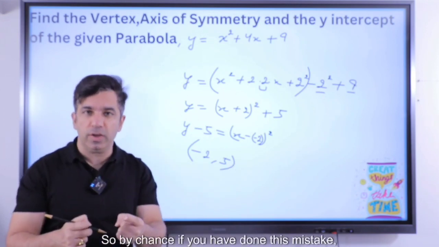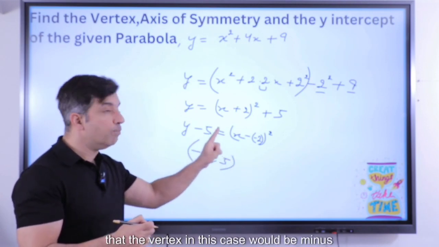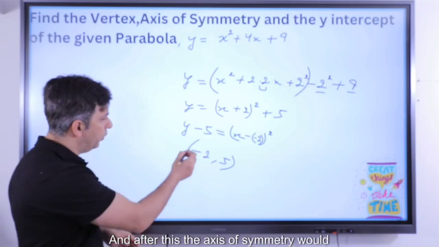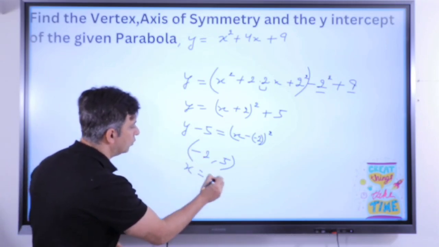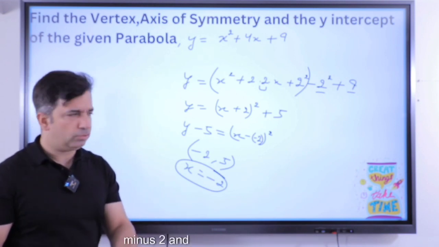So by chance if you have made this mistake, it was very important for you to learn that the vertex in this case would be (minus 2, 5). And after this, the axis of symmetry would be the line x is equal to minus 2. It would be the axis of symmetry, simply the line x is equal to minus 2.